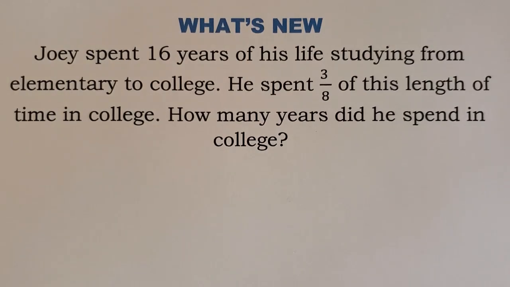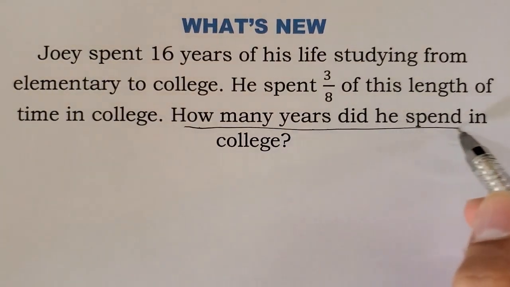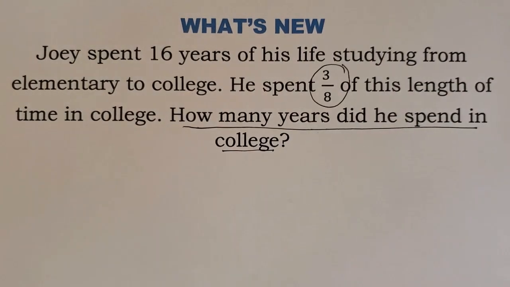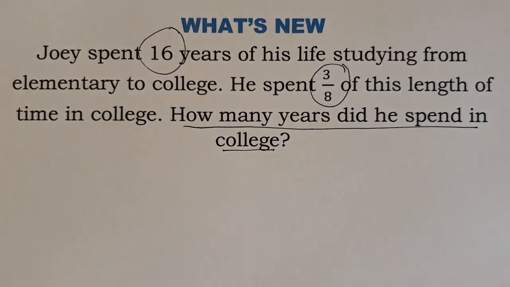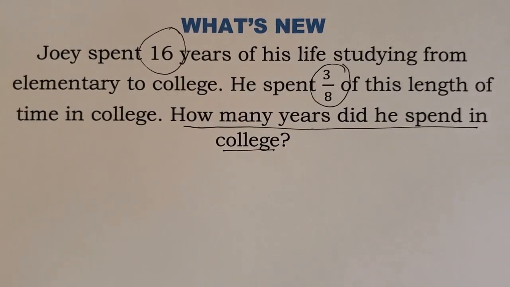And of course, what is asked in this problem is the number of years he spent in college. What are given in this problem are 16 years of his life studying from elementary to college. That's for the entire years studying in elementary to college. And of course, 3/8 of that length was spent in college.